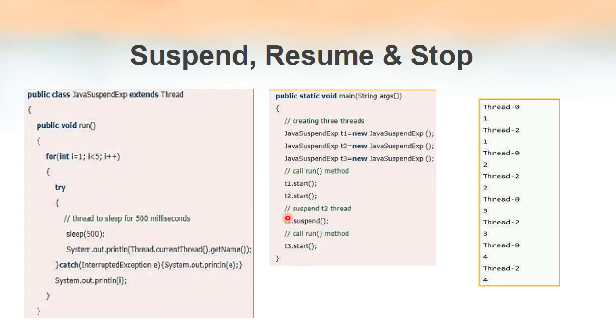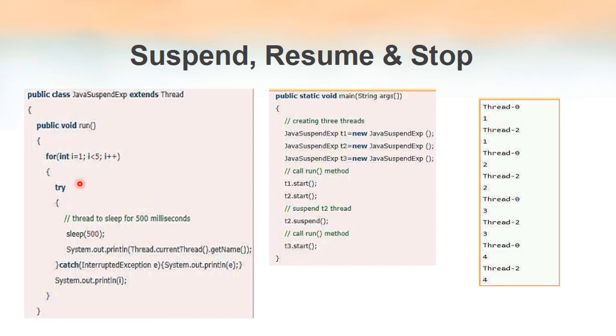Here we are asking to suspend the thread T2. So the thread T2 was started, and soon after it is suspended by calling the suspend method. Now the T2 will move from the running state to the waiting state. So now the thread T2 is waiting, and then we started the third thread, that is T3.